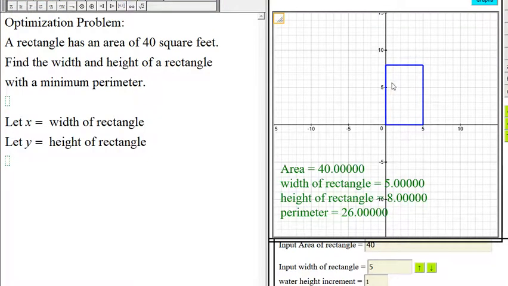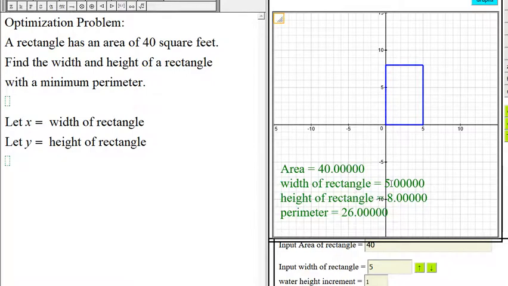Here we have a rectangle, and we're given that the area is 40 square feet. And we'd like to know what the width and the height of the rectangle should be so that we have the minimum perimeter. Right now the width is 5, the height is 8, so the area is 40, and the perimeter is 5 plus 8 plus 5 plus 8, and that's going to be 26.